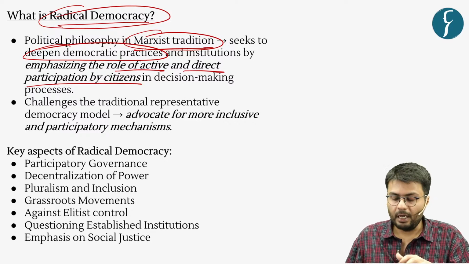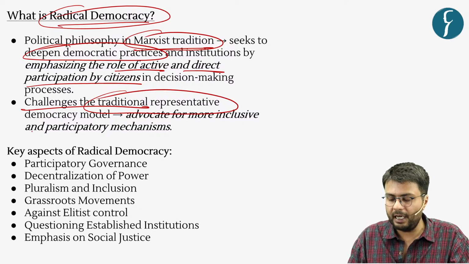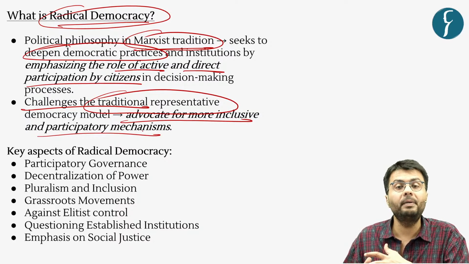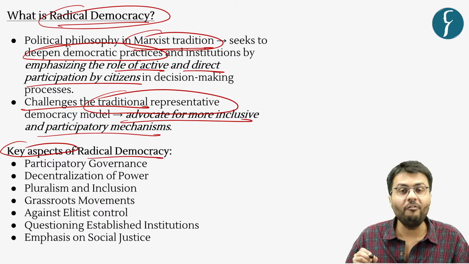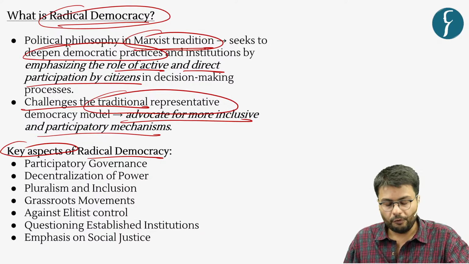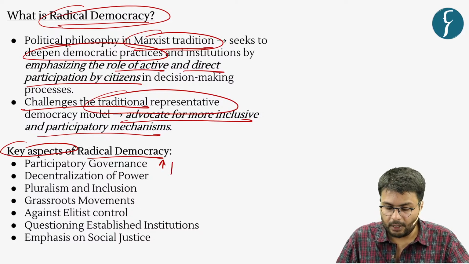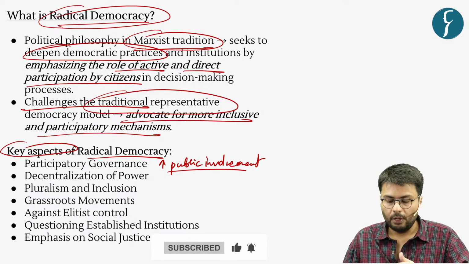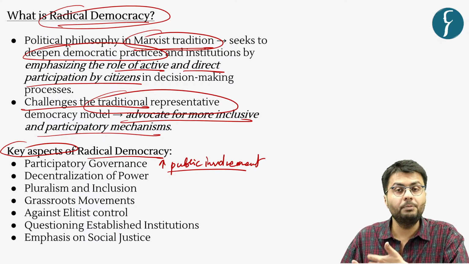And in a way, radical democracy intends to challenge the current notion of representative democracy, as it advocates for more inclusive and participatory mechanisms. In this regard, let us understand the key aspects of radical democracy. First of all, radical democracy aims to increase public involvement in the country's policy or politics, which means Indian citizens can directly participate in the country's political process.